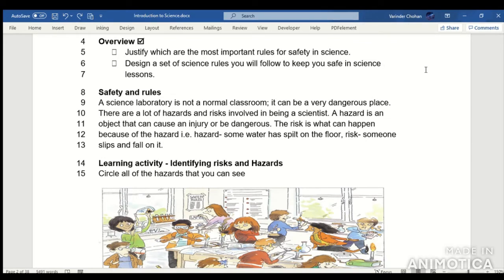Quick overview. By the end of this lesson, we will be able to justify which are the most important rules for safety in science, and also we will be able to design a set of science rules that will keep us safe in science lessons.